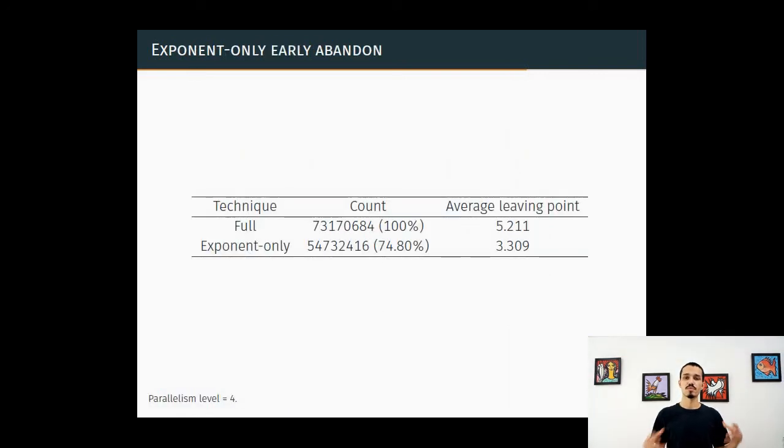When comparing the proposed exponent-only early abandon with the full early abandon technique, we can see that we are able to trigger early abandon in 75% of the cases in which the full early abandon was triggered. And we also may see that the average leaving point, that is the point where the computation is abandoned, is lesser for the exponent-only abandon because we are doing computation in parallel. So we are taking into consideration more points at one time.